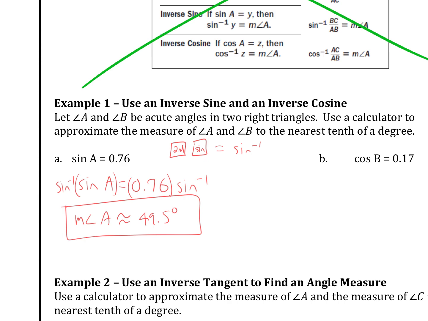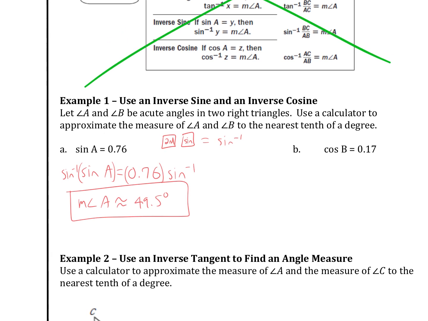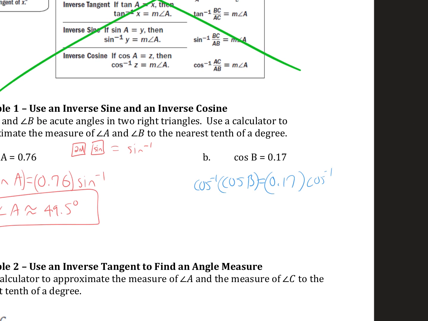Easy as that. Why don't you guys do the same thing, but we're doing cosine this time. See if you can figure it out. All right, cosine of B. So let's write that out. Cosine of B equals 0.17. The opposite of cosine is inverse cosine to both sides. So, what's happening? And we get measure of angle B is going to equal, approximately, you have to round, 80.2 degrees, okay?